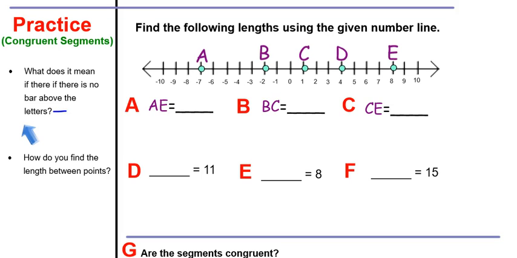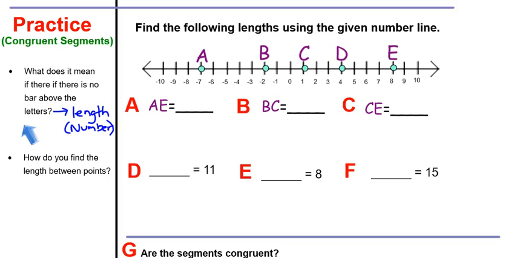If there is no bar above the letters, remember they're looking for a length, and a length is a number. So notice all of these questions, A through F that we have here. AE, no bar, no bar, no bar. These answers, numbers, numbers, numbers. All of those give you some information on how you're supposed to answer these.